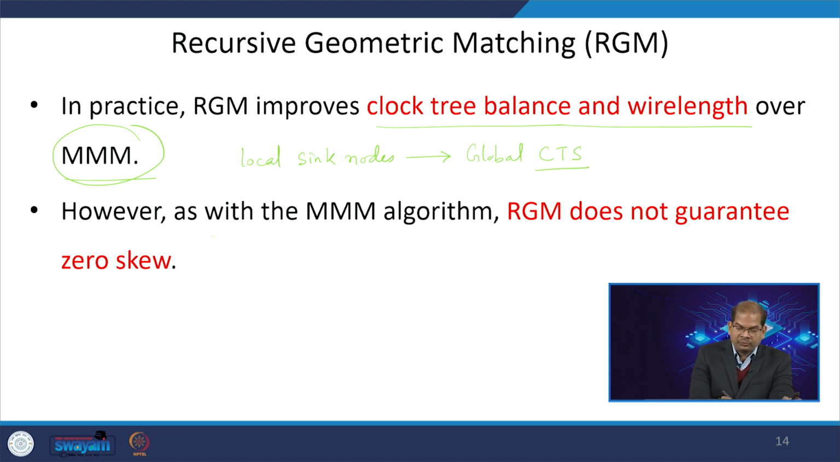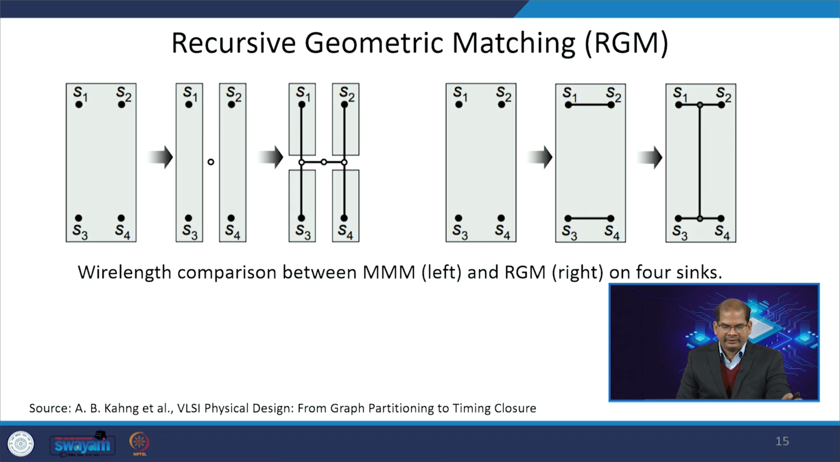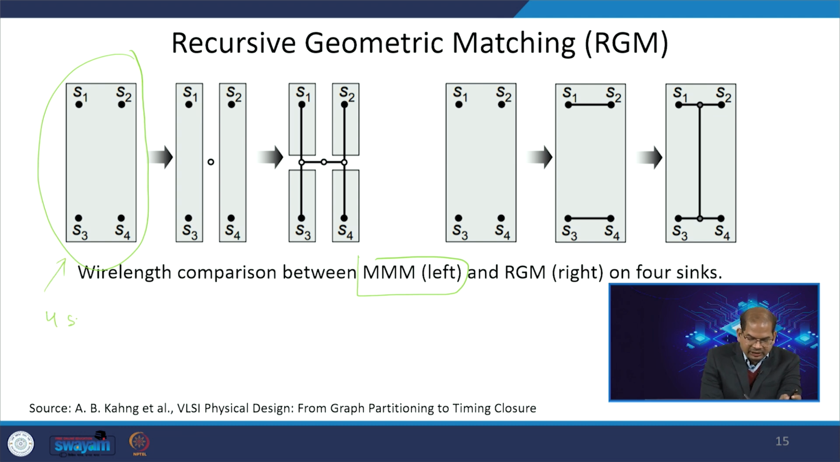However, we can achieve 0 clock skew in the case of the MMM algorithm. However, RGM may not guarantee 0 skew in this approach. So, that is one of the limitations, but it will create a balanced clock tree with minimum wire length. If you can see here the comparison, MMM is on the left hand side. This is basically the problem statement. In this case I have 4 sink nodes.